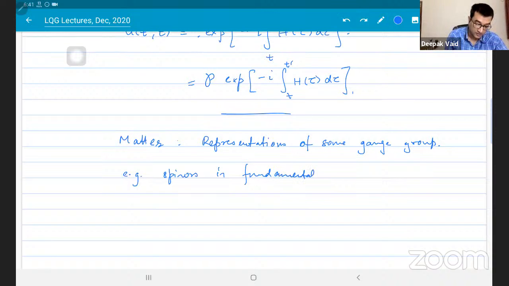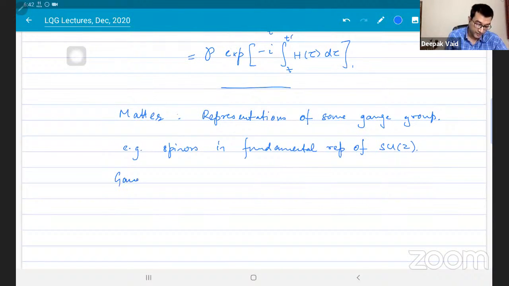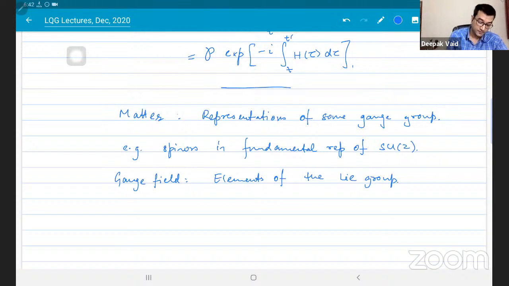In the fundamental representation of SU2. And then you have your gauge field. So the gauge field is what relates the matter fields at different points, right? So the gauge fields are elements of your Lie group. Right? So elements of SU2 in this case.